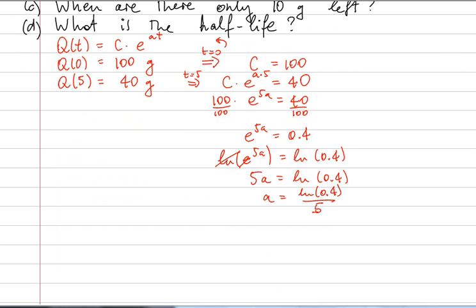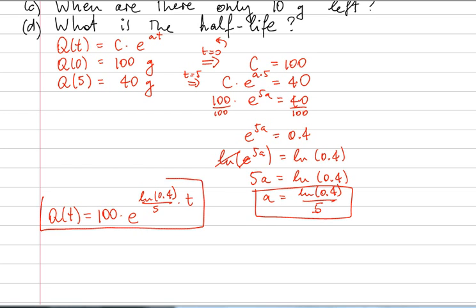At this point you can actually plug it in the calculator and see what you get. So you write the equation of the substance at time t. It's going to be C, which is 100, times e to the a, which is given here, so ln 0.4 over 5 times t. And that's the final answer for part A.